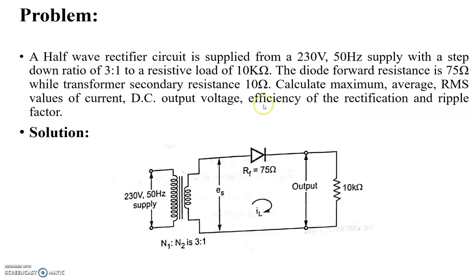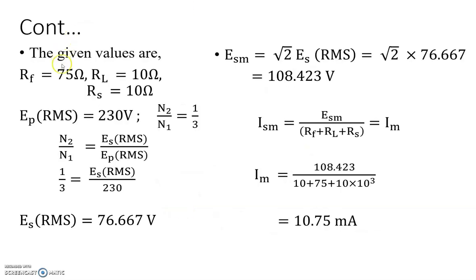So the solution for this problem: you draw the circuit diagram of the half-wave rectifier and substitute the values given here. RF is equal to 75 ohms and RL is 10 kilo ohms. The ratio of N1 to N2 is 3:1. Here the input supply is 230 volts and 50 Hz. Next, the given values are listed out here.